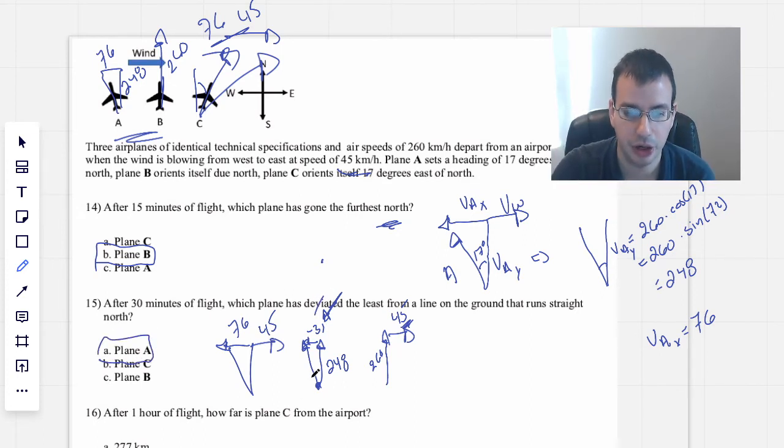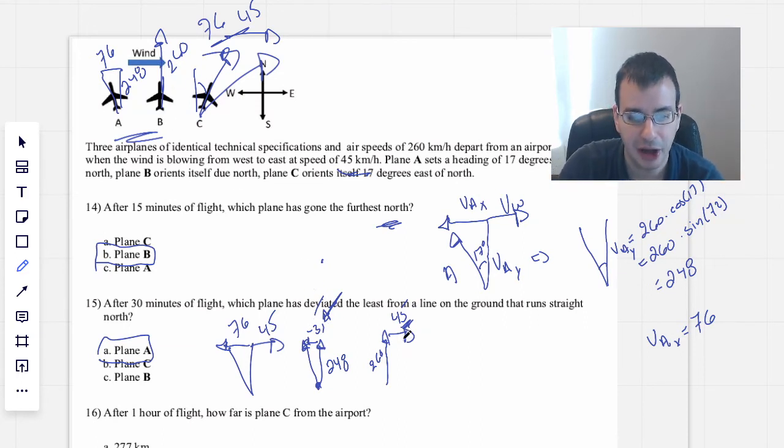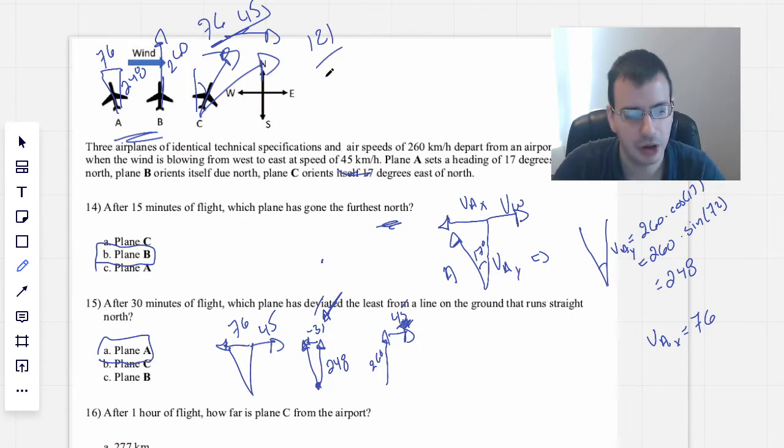So long story short, plane A here will actually be going the most north because it's only going to be off by 31 kilometers per hour, where B is going to be off by 45 kilometers per hour, and then C would be whatever these two add together, is 130, 121 maybe? Okay. After 1 hour flight, how far is plane C from the airport?